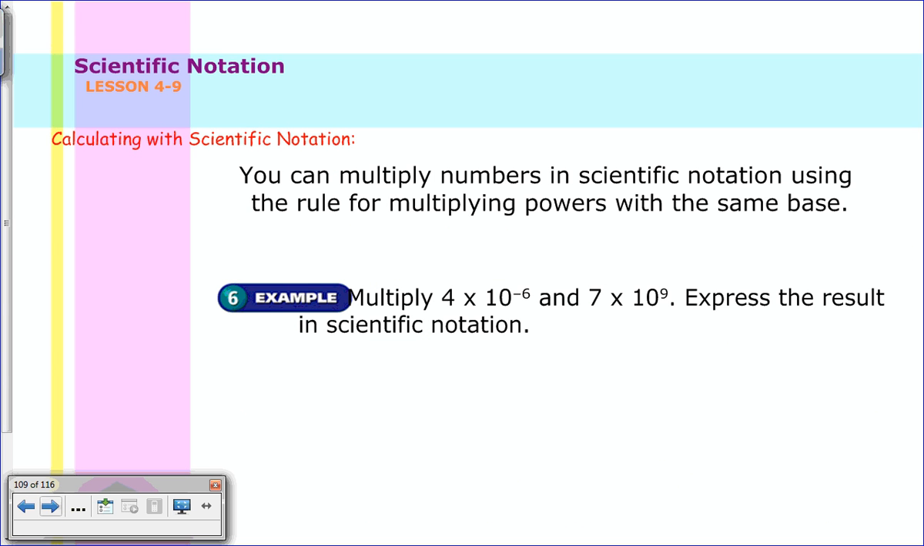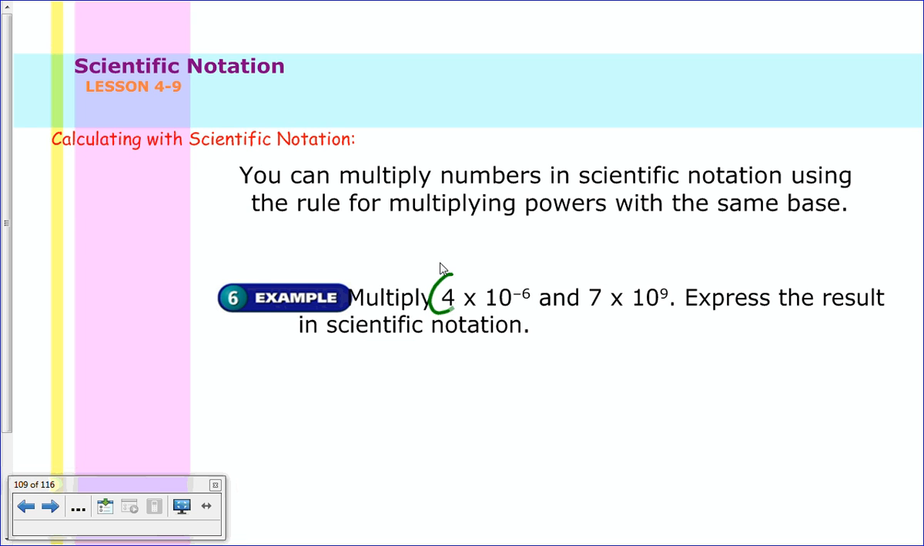Again, it didn't really affect it because that power was still larger than the first ones. All right. And then we have calculating with scientific notation. So you can multiply numbers in scientific notation using the rules for multiplying powers with the same bases. So really what you're going to do here, in number 6, I'm going to show you how it works. You're going to multiply 4 times 10 to the negative 6th power and 7 times 10 to the 9th power and express the result in scientific notation.